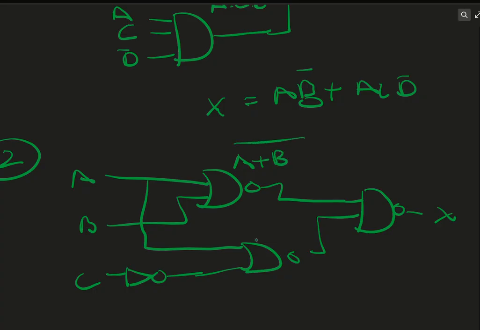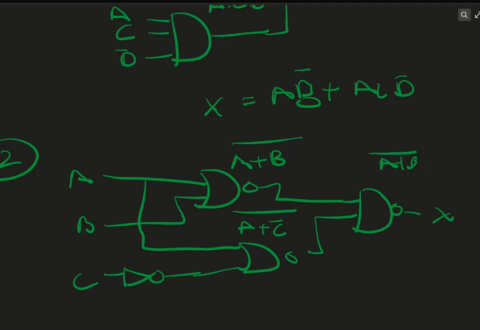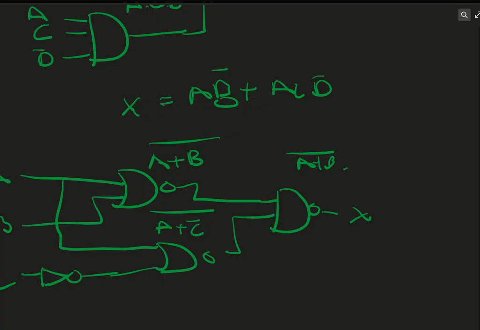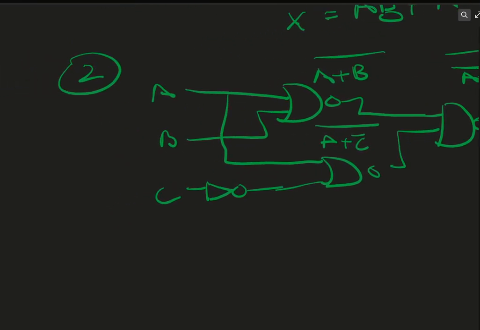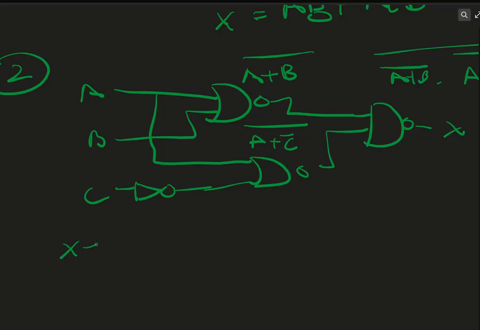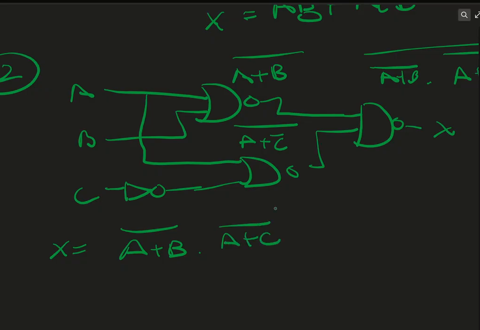First we solve this, and then A plus C prime bar, this is going to be A plus B bar into A plus C bar. That's how you should do it. So we got the equation A plus B bar into A plus C bar.